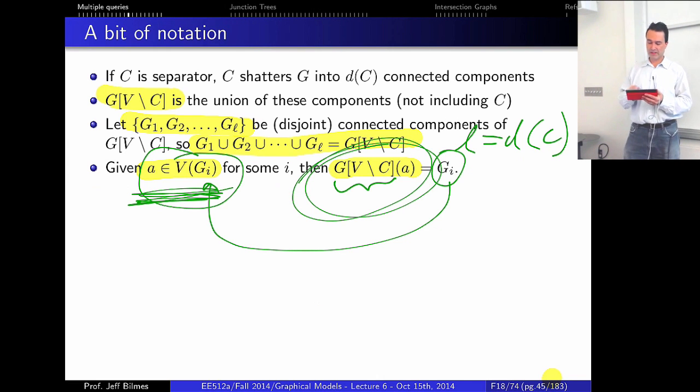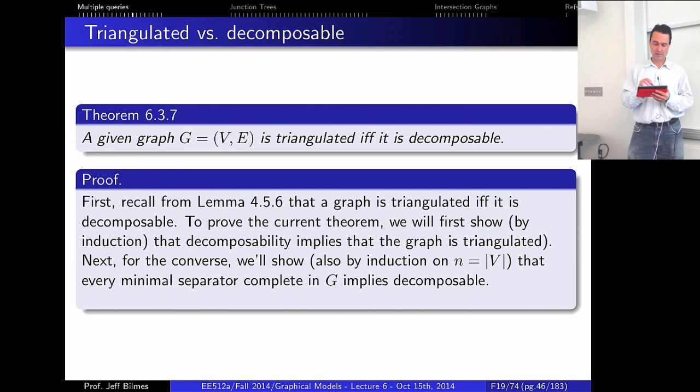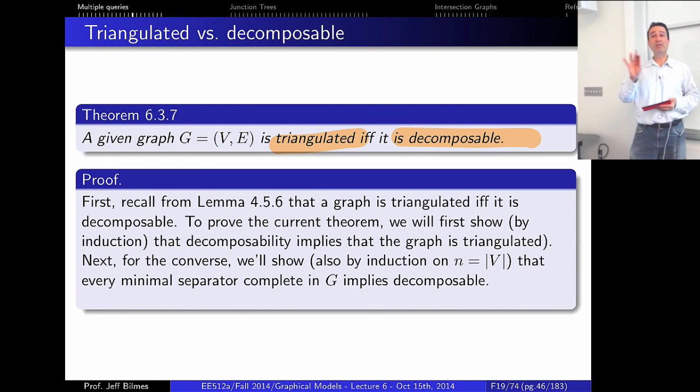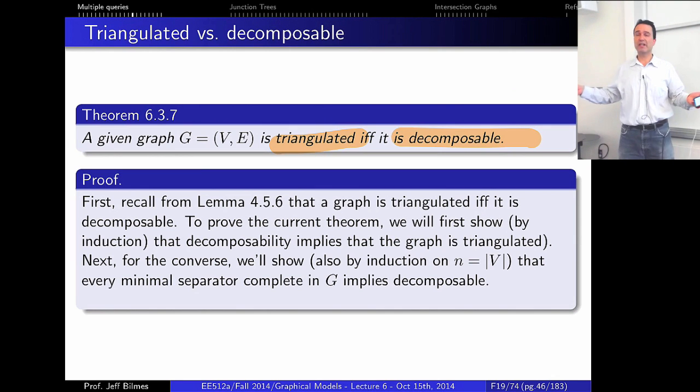So the next theorem says that a graph is triangulated if and only if it's decomposable. This is a really important theorem because it basically means that if you've got a triangulated graph, then you can write the probability distribution in this factorization form. Because remember, we got the factorization from the decomposability.